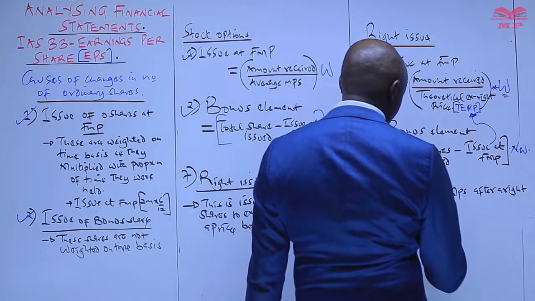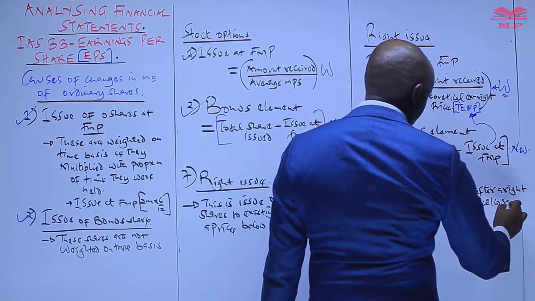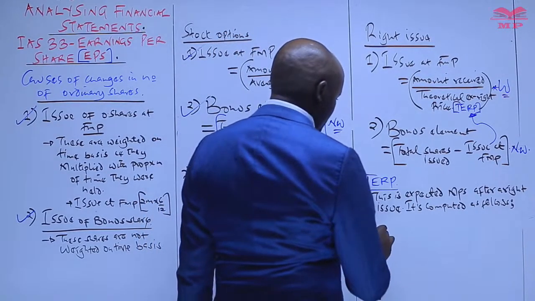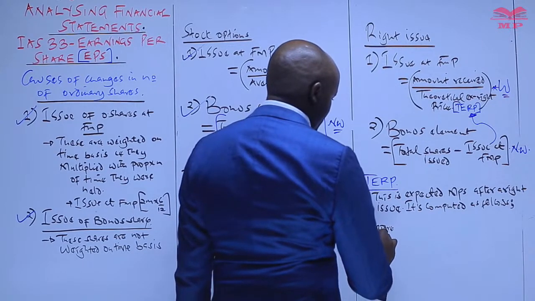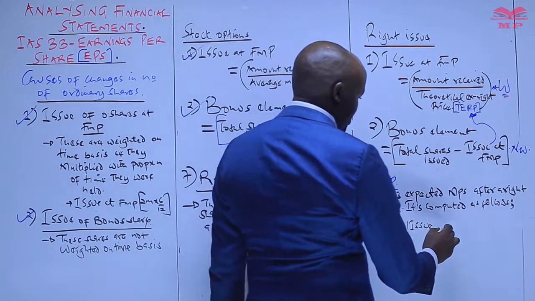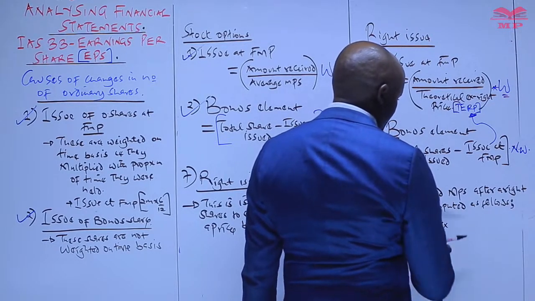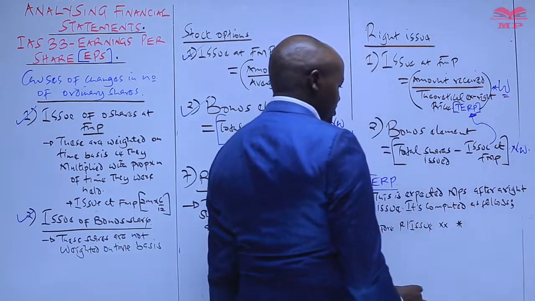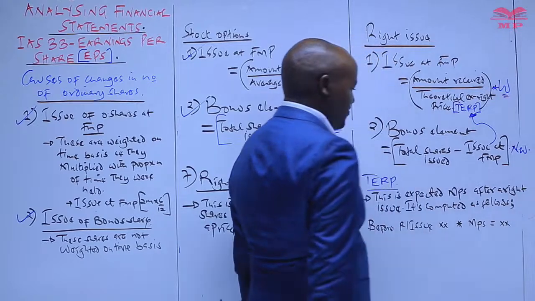It is computed as follows. To compute the theoretical ex-right price, first of all, we take into account the shares which were held before the right issue, and then you multiply those shares with the market price per share before the right issue.